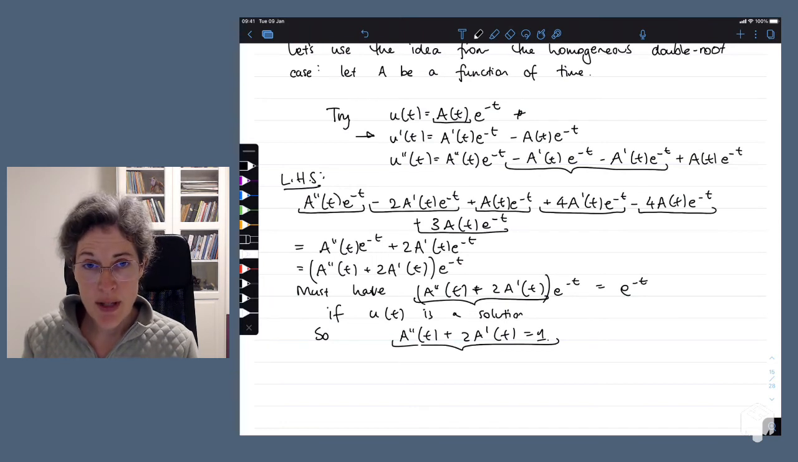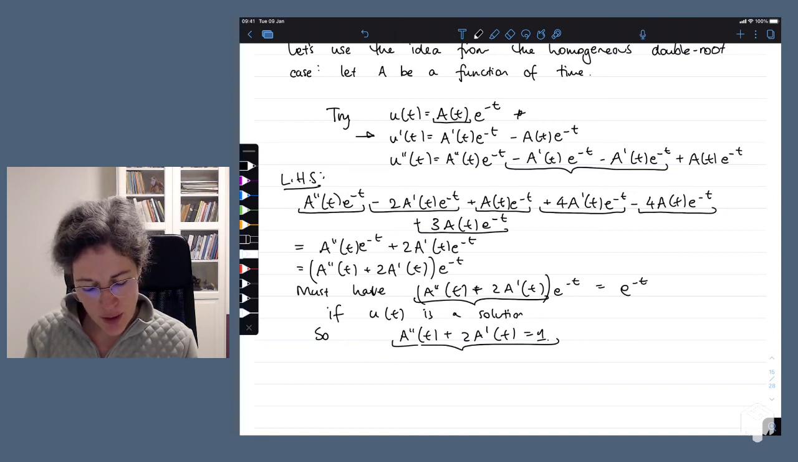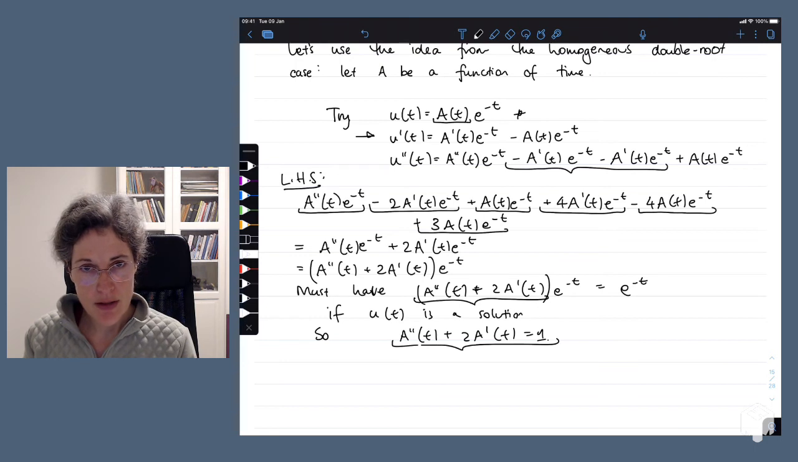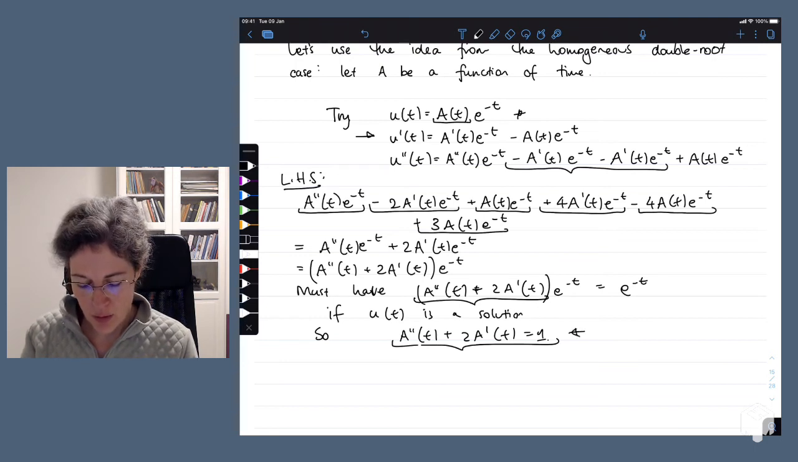So the thing to remember here is that we are just looking for a particular solution. Anything will do. So if we can find any function a of t which makes this equation true, we can use it up here and we'll be golden.